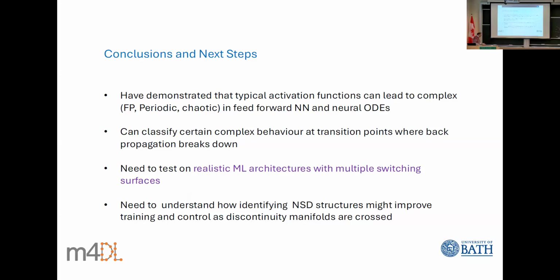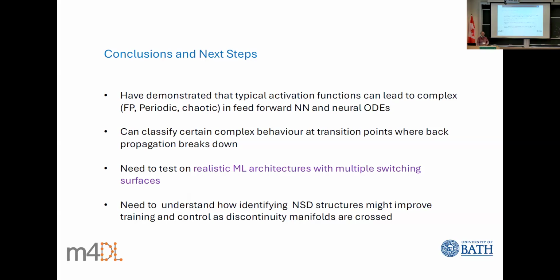Of course, you're all shouting at me, your architecture is trivial, do a proper job of it. And yes, I agree, and that's what we want to do next, is understand how this works for much more realistic, higher dimensional machine learning architectures. And also how understanding these structures might improve training and control.